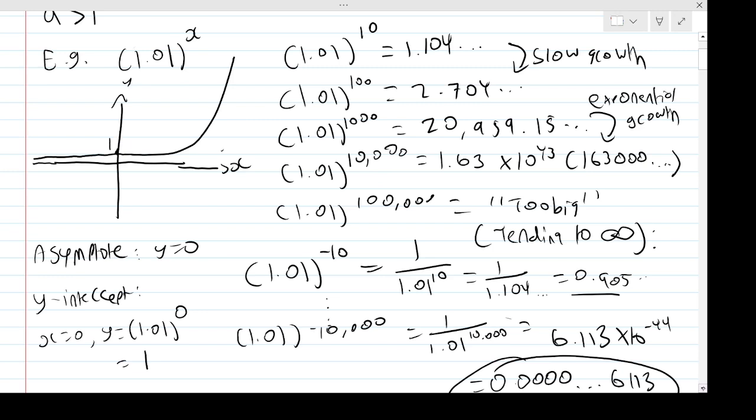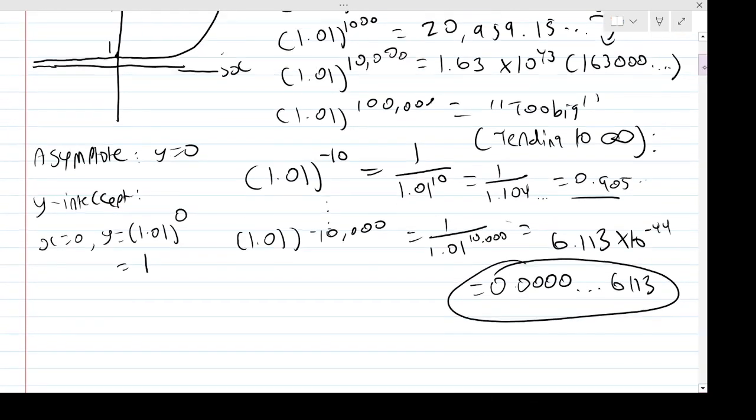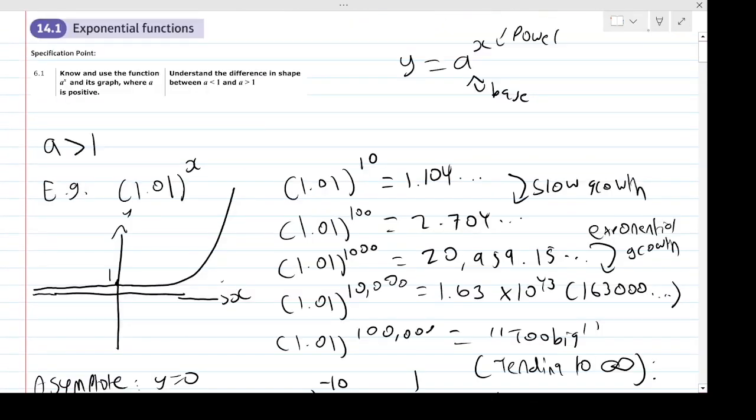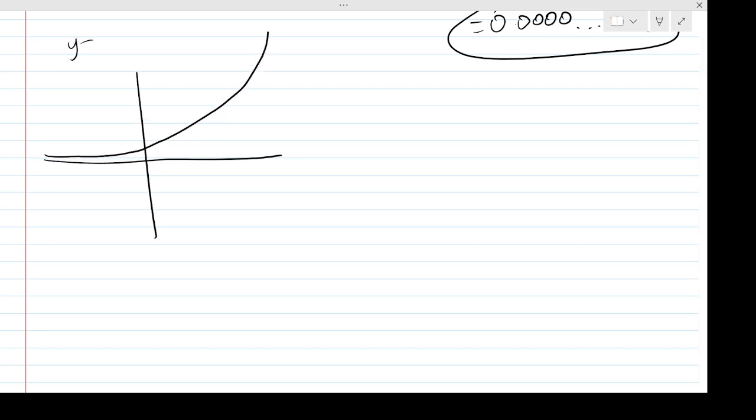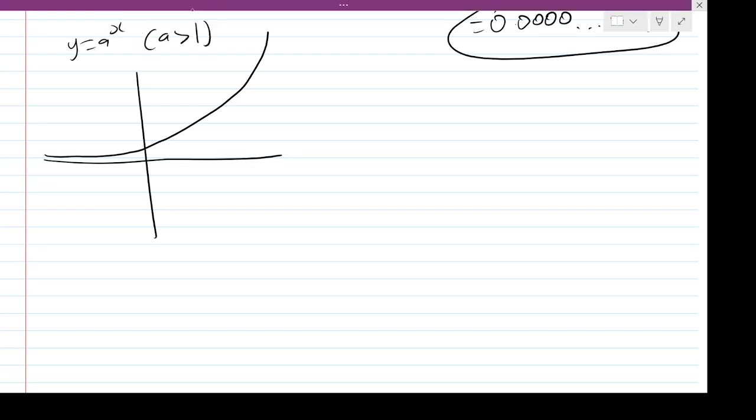Okay, and actually then, that generalises, the same concept applies for any base a. As long as a is greater than 1, it has this shape here. So in summary, this is the sort of shape we get: y equals a to the x, where a is above 1. Okay, a is bigger than 1. And it crosses the y-axis at 1 as well. Okay, so why am I making a bit of a point about a greater than 1? What about when a is less than 1?